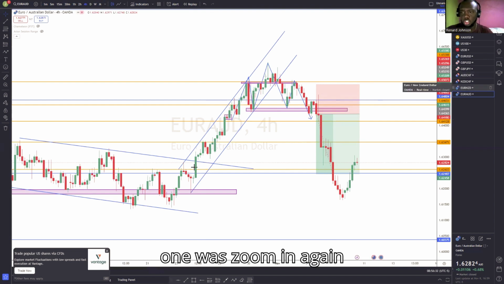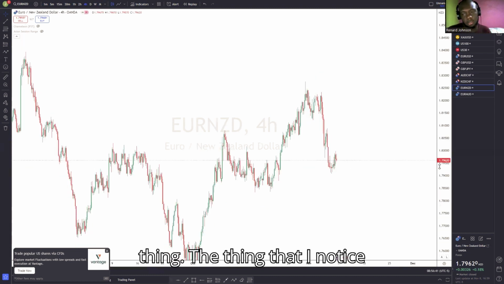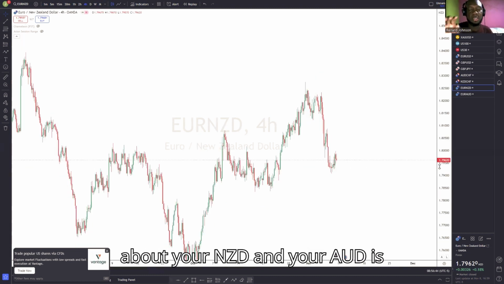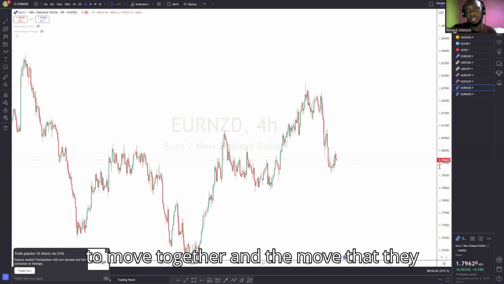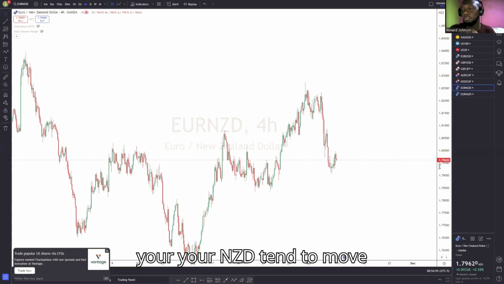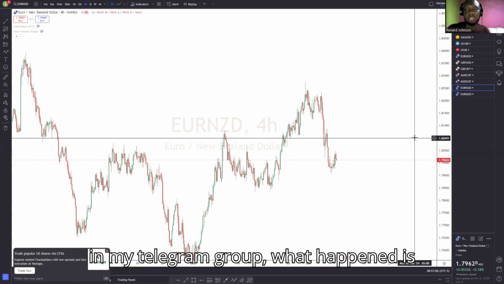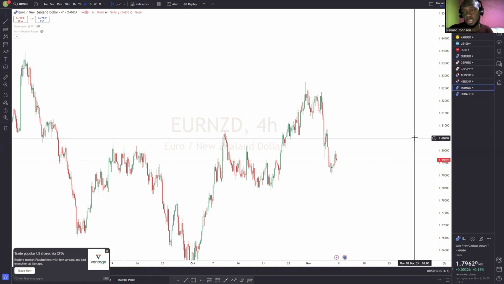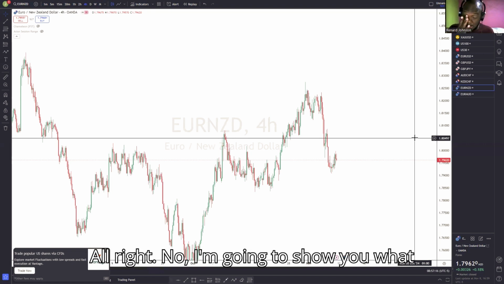The other one was your NZD, and we'll see pretty much the same thing. The thing that I notice about Euro NZD and Euro AUD is that they are correlated pairs. They tend to move together, and when they move together, they create pretty much the same patterns. But your NZD tends to move before your AUD. So when I sent out the signal in my Telegram group, I sent out the one with your NZD first and then your AUD because of what I saw. Now I'm going to show you what I saw with that.